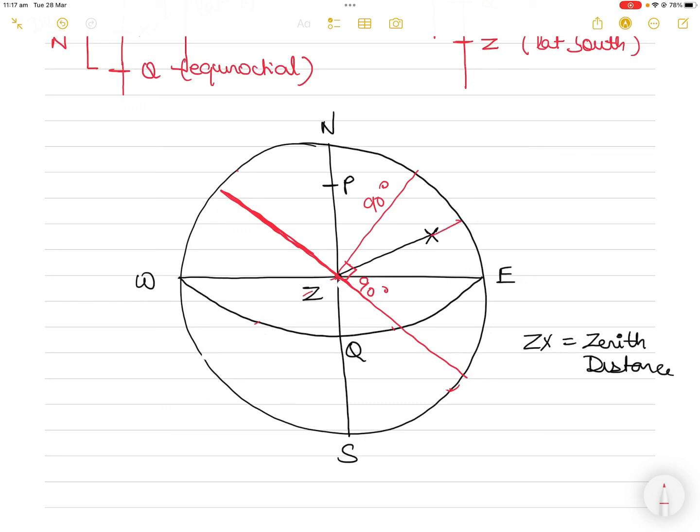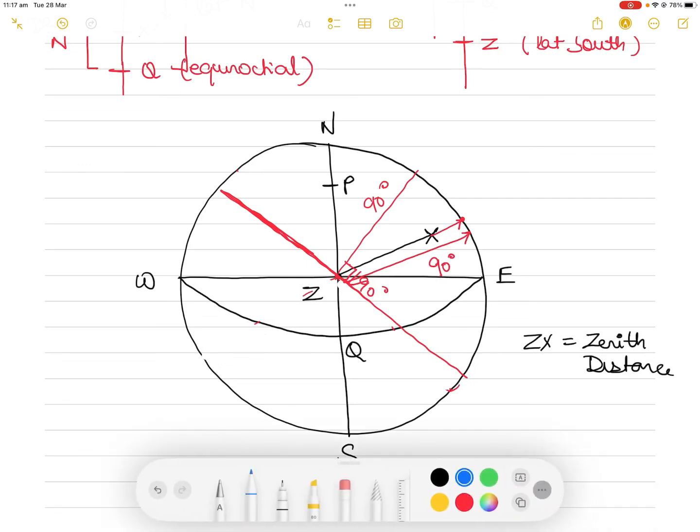So to find ZX, we always say, now if this is, right, from Z to, let's say, I don't want to give it a letter, from Z to this point is 90 degrees. Yes.